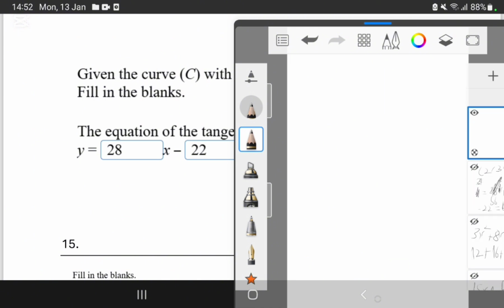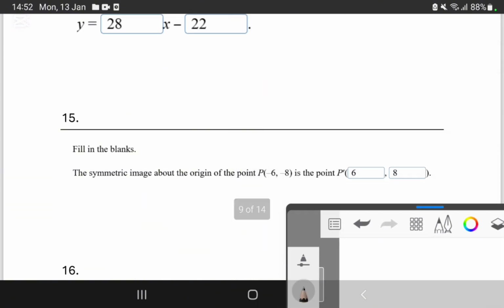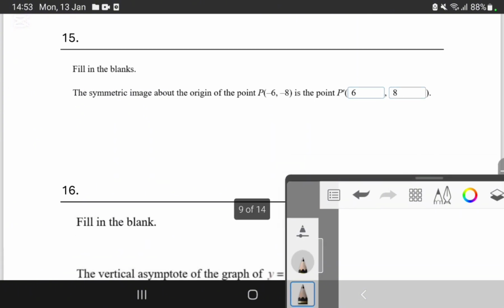Okay. Now we move on to the next question, which is number 15. The symmetric image about the origin of the point negative 6, negative 8 is the point 6, 8. Because when the symmetric image is about the origin, we just change the sign of both x and y, which is why we get 6 and 8.